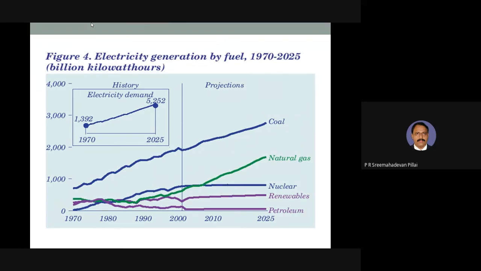From 1970 to 2025, see the use of, I told that oil use is coming down. Oil means petroleum. See the different elements which are in use: petroleum, renewables, nuclear, natural gas, coal. Coal use is going up and up over the years, and coal is used for electricity generation.